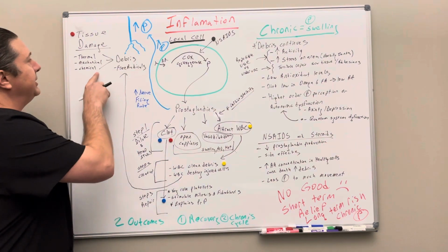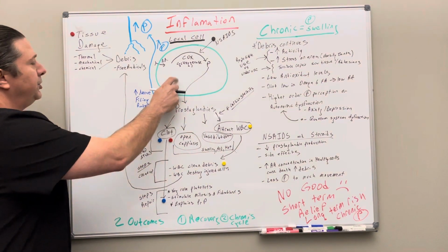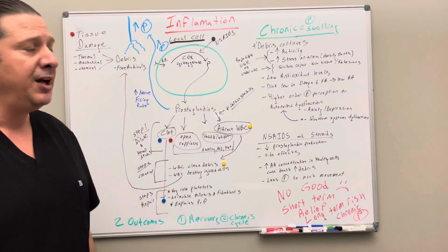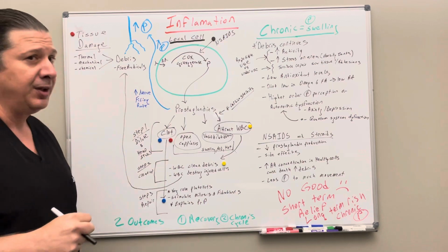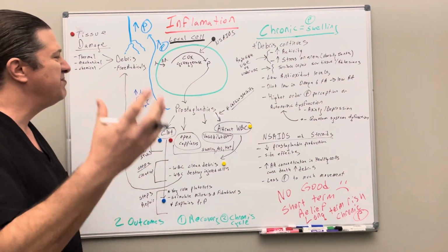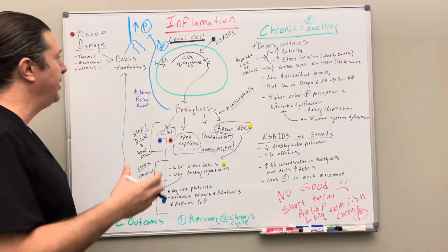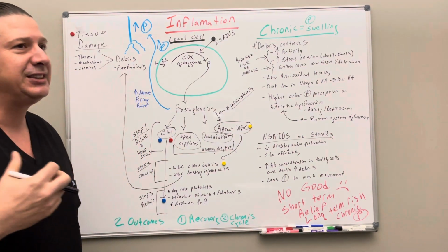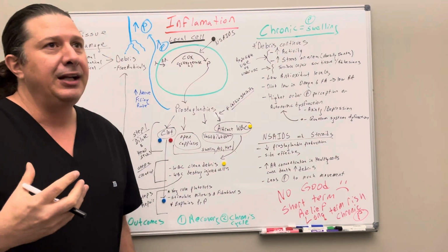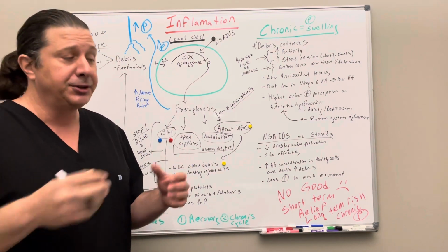But when cells get damaged, so the functional unit of the body is a cell, that thermal, mechanical, or chemical damage is going to affect the cell. The cell is going to be injured or completely destroyed. What that's going to do is release a lot of debris. Debris could be categorized as any cellular content, any free radicals.